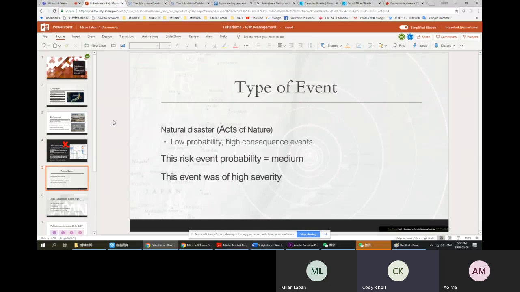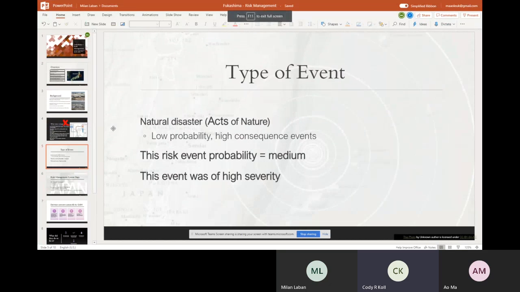However, this event was of high severity. There were no services available in the beginning. Service disruption lasted more than 3 days, and there were a lot of impacts to the business functions. This is also due to the tsunami that the earthquake produced. Next slide, please.